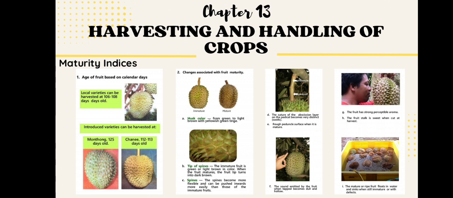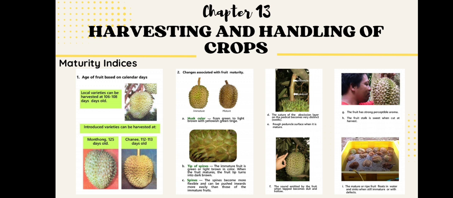And the spines become more flexible and can be pushed inwards more easily than those of the immature fruits. And then the structure of the abscission layer on the pedicel becomes very distinct, or namamaga na siya. Pag matured na yung durian, nagiging rough yung pedicel surface nito. And also the sound emitted by the fruit when tapped becomes dull and hollow.